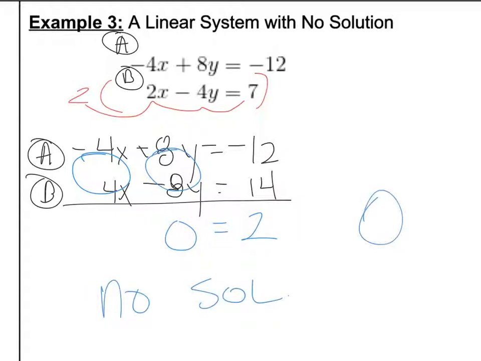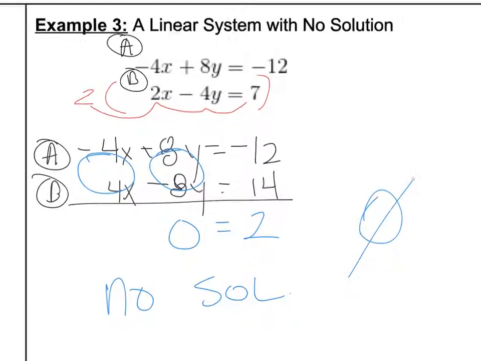Okay, or you could write it like that. So if your letters both cancel out, then there's no solution, because last time I checked, 0 does not equal 2. So that's a no solution one. Nice and easy on that one.